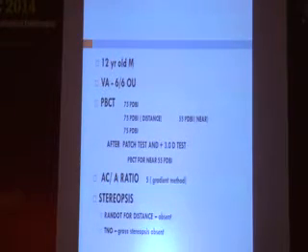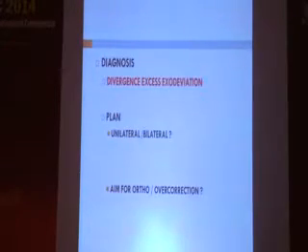The AC/A ratio in this particular case was normal by the gradient method, and stereopsis was absent by the Randot test, and for TNO also stereopsis was absent. So the diagnosis was true divergence excess exodeviation. Now what will be the plan in such cases?